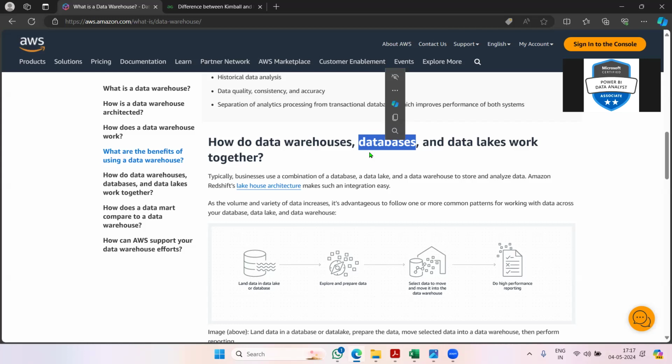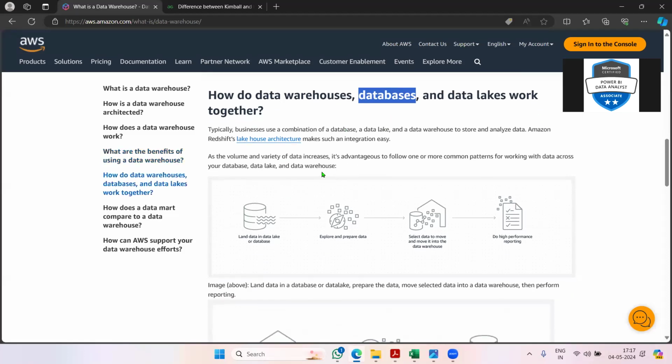Whenever you are terming a database, that means you defined a structure. You created a database for a bank like Citibank, and you said I need a customer table to store the customer information. Within this, you put customer ID, name, address, so you can store that information specifically. Typically, a business uses a combination of databases, data lakes, and data warehouses, right?